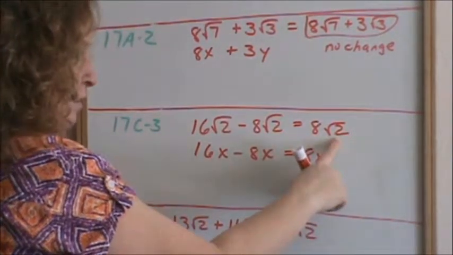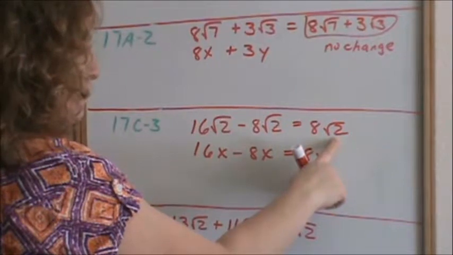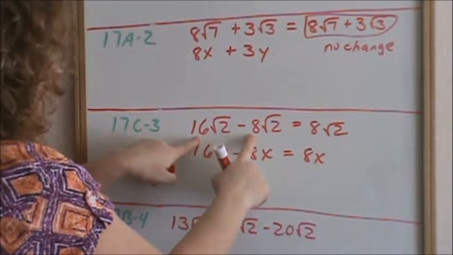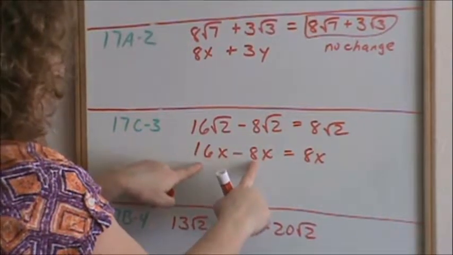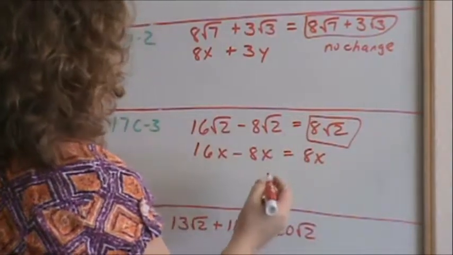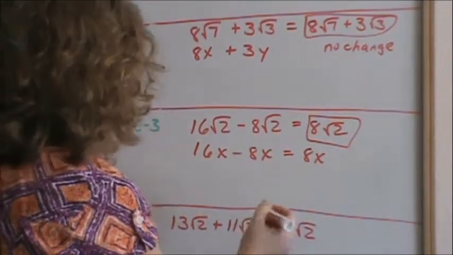The these parts does not change. You do not subtract the actual radical, you're just subtracting the coefficients in front of the radicals. Just like you subtract the coefficients in front of the x's. So 8 square root of 2 would be your final answer.